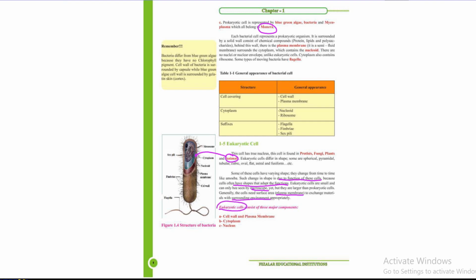Eukaryotic cells have three major components. It's also a chapter question: cell wall and plasma membrane, cytoplasm and nucleus are the three main parts of a eukaryotic cell, but not all cells, because there is no nucleus in prokaryotic cells, but they have what? Nucleoid. So if a question asks you to write three main parts of all cells, generally, it's plasma membrane, cytoplasm and genetic material, but not nucleus.